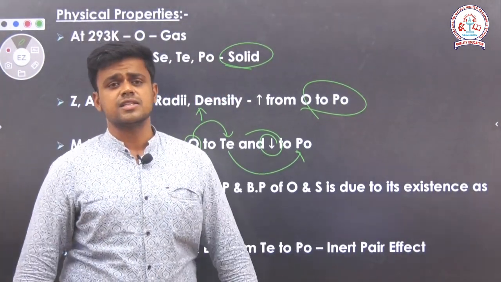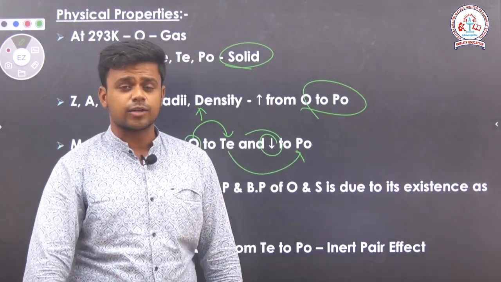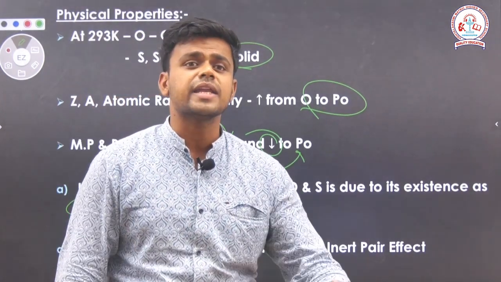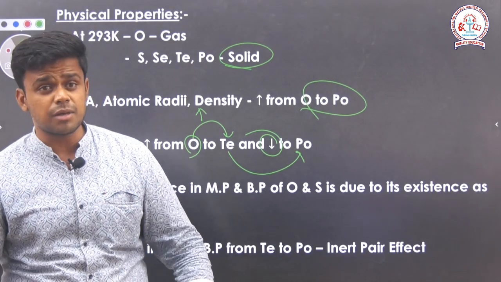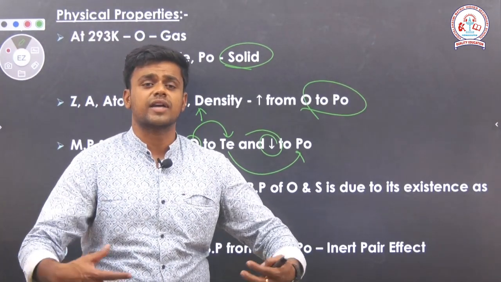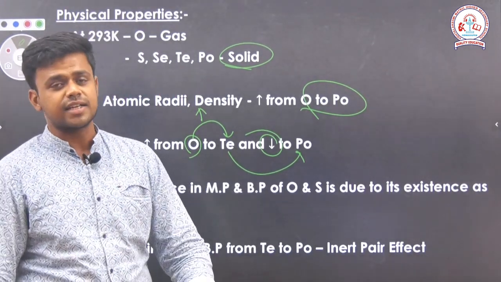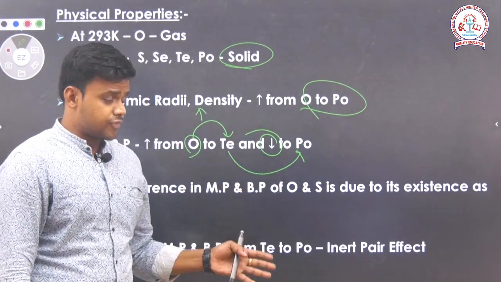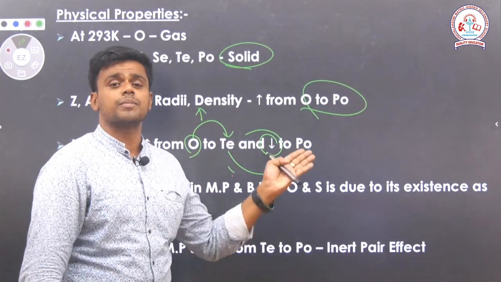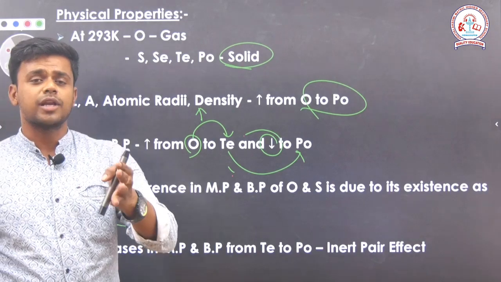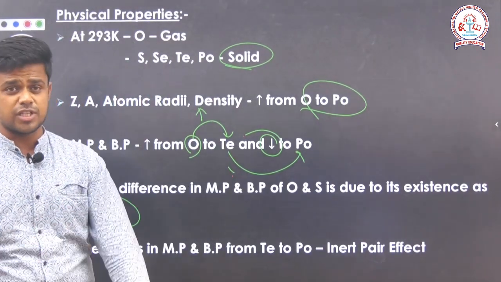Inert pair effect means the reluctance of the ns electrons to take part in bonding; they remain inert. They will not be taking part in bonding, which means they do not have the capability to excite. So, that is the reason from tellurium to polonium the melting point and the boiling point decrease. So, that is it with the physical properties.